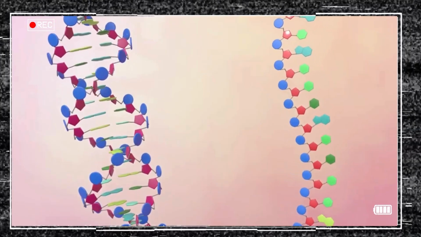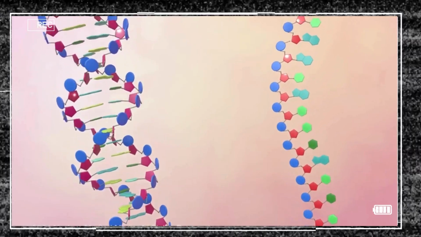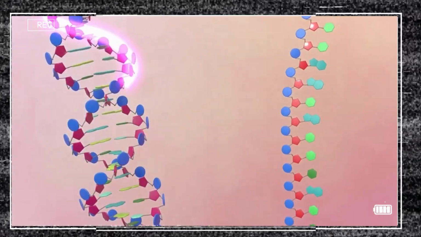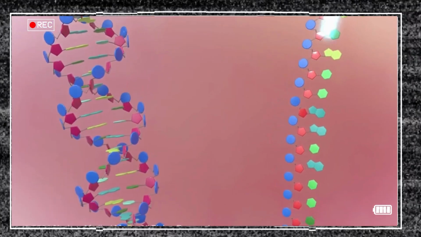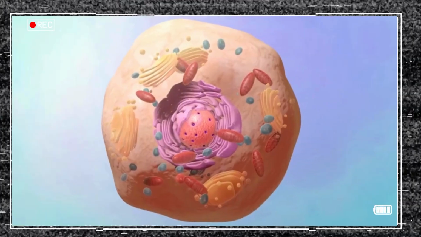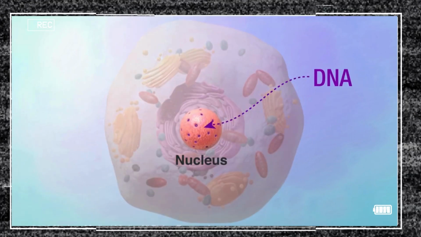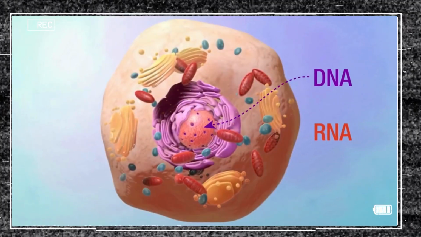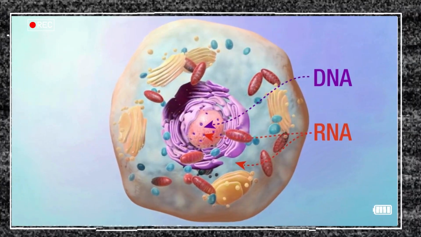Now, let's look at the structure of RNA and see how it compares to the structure of DNA. While DNA is a double-stranded molecule, RNA is always single-stranded. In eukaryotic cells, DNA is found only in the nucleus. But RNA can be found in the cytoplasm as well as in the nucleus.